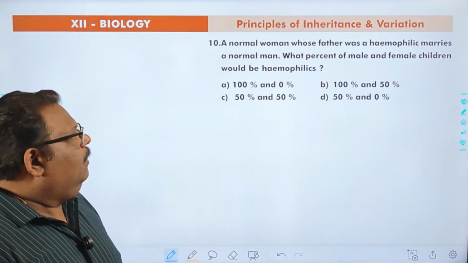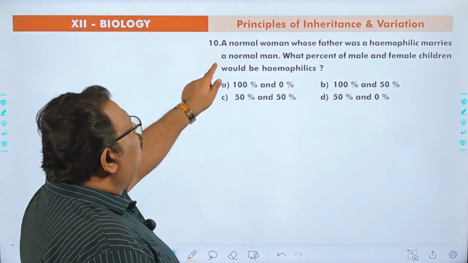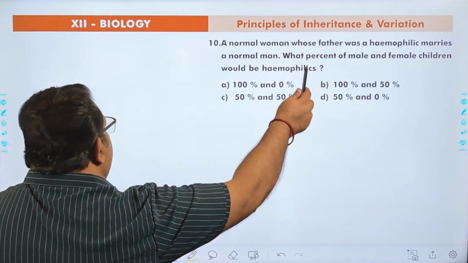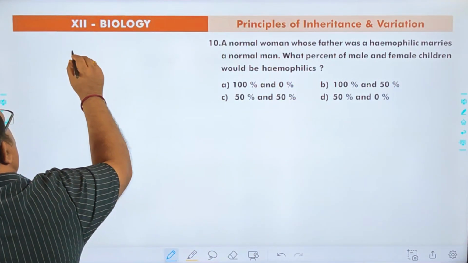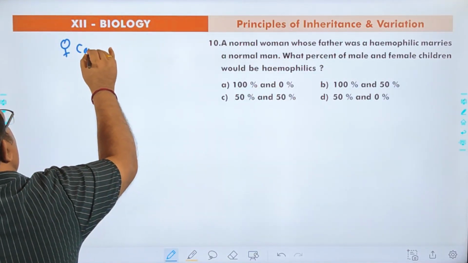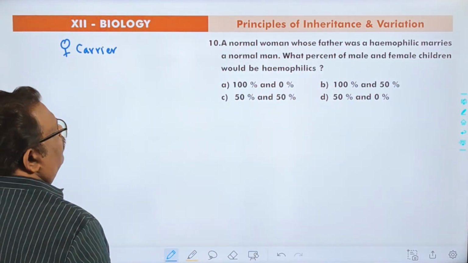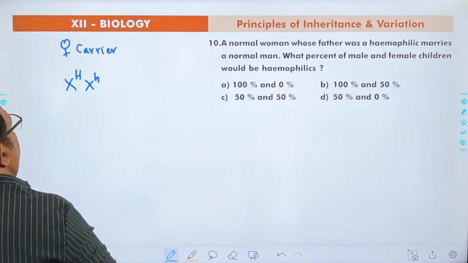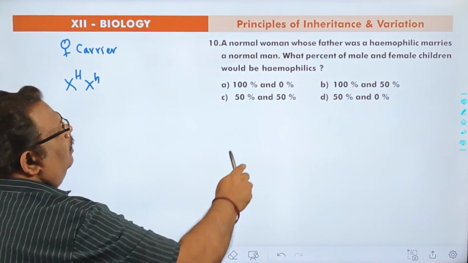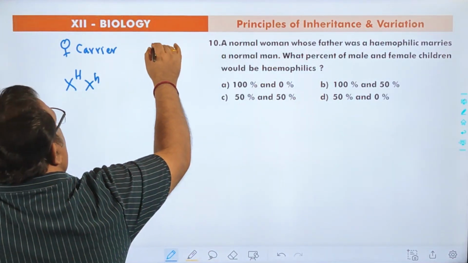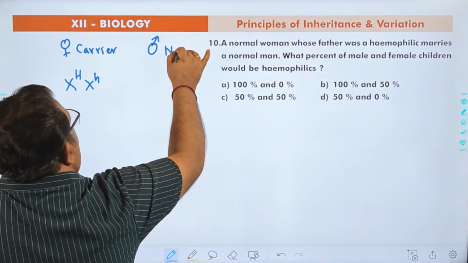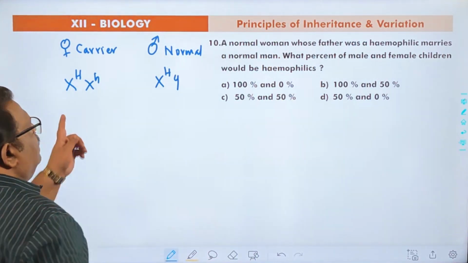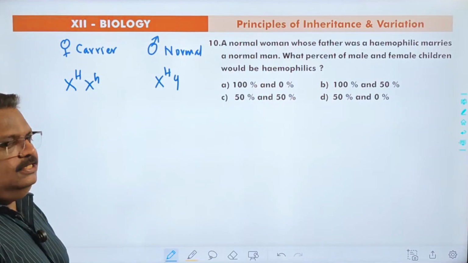Next one, an X-linked disease. A normal woman whose father was hemophilic means she is a carrier woman, X capital H, X small h. She marries a normal man. Normal means X capital H Y. It's an X-linked gene, and small h is causing the disease.